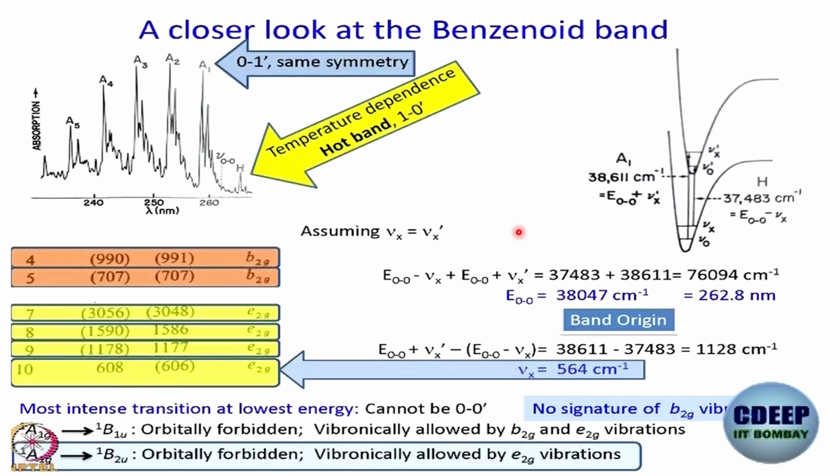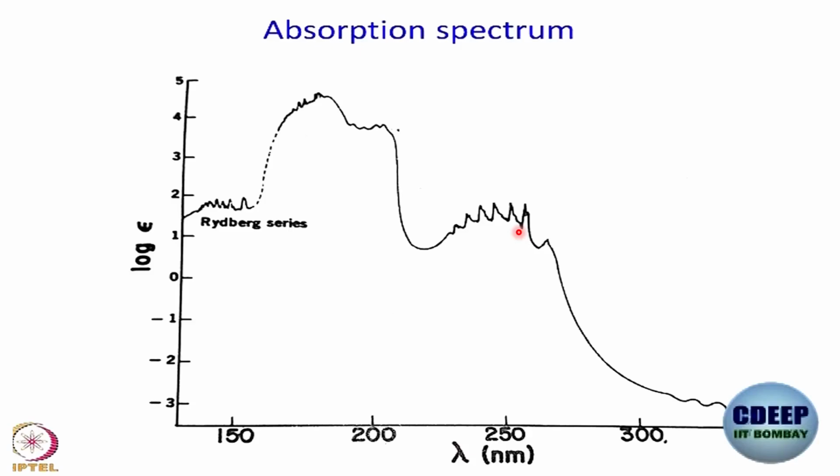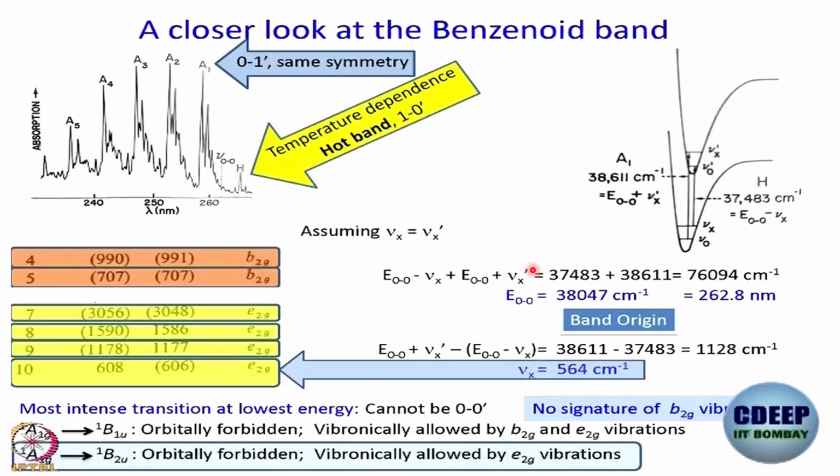Now let us focus on that benzenoid band, this band around 250. Any molecule that has a benzene group or phenyl group will show this benzenoid band. That band is written here: a closer look at the benzenoid band. From here, what you can see is that there are multiple peaks.